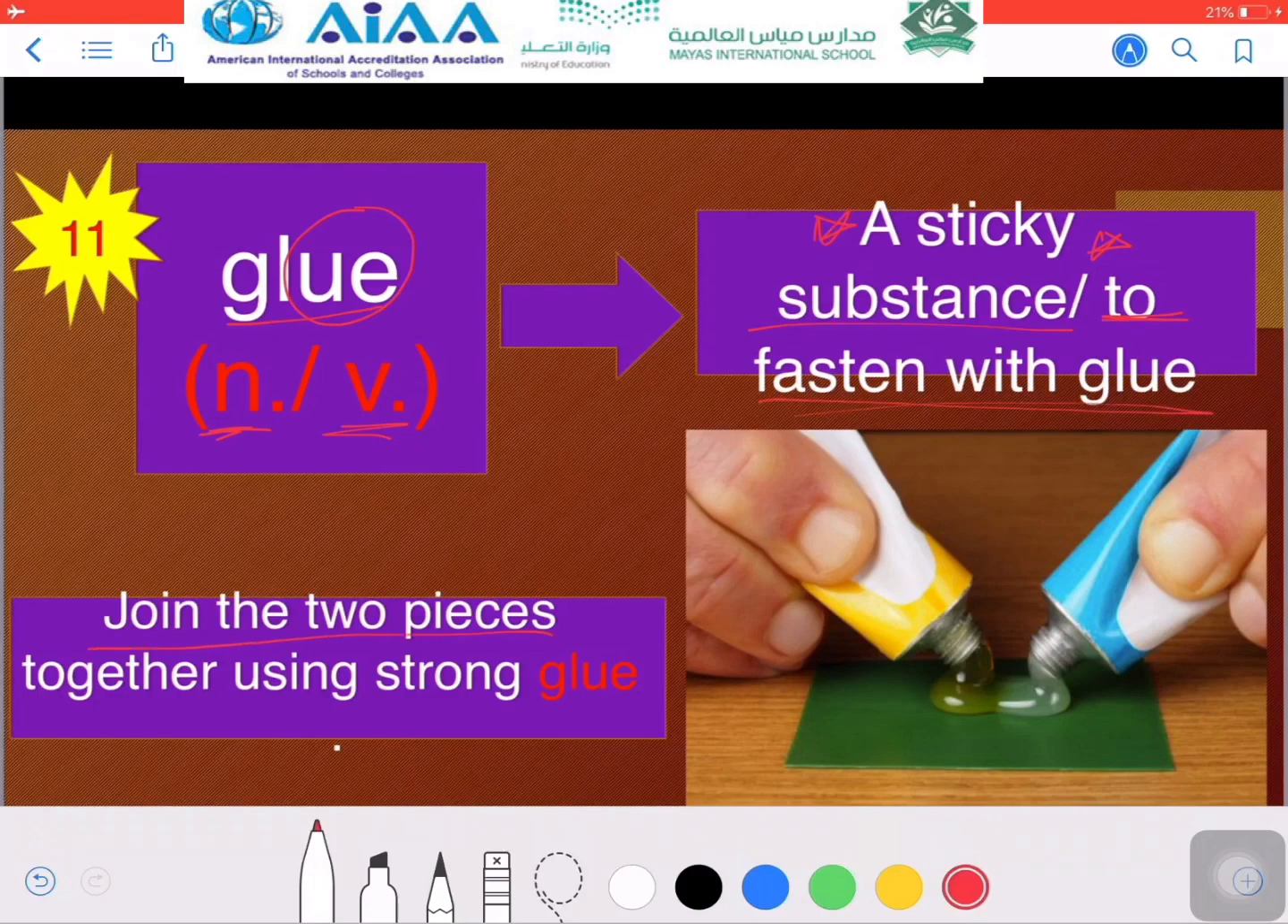Join the two pieces together using strong glue. Or you can say, I glued my book, for example. Maybe your book was cut or torn by someone. So you glue your book.